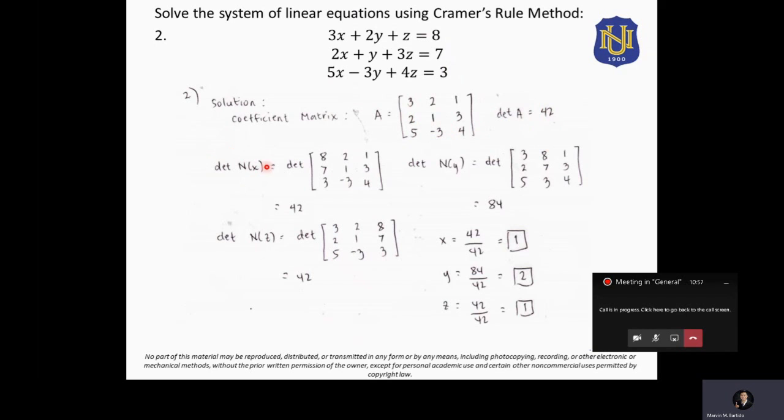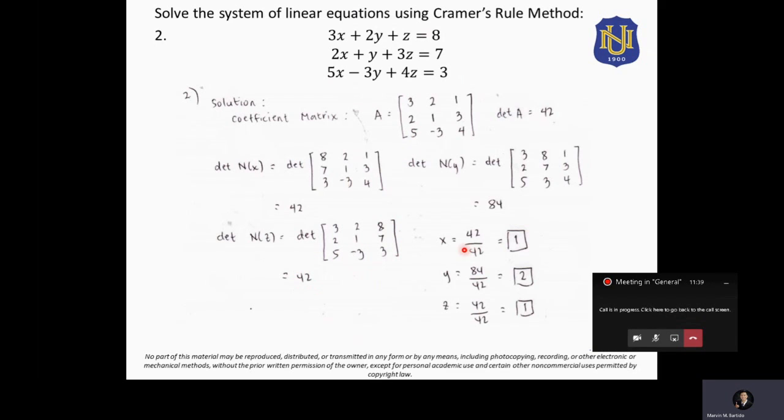Now, for the determinant of Nx, x is what we are considering here, so let's replace the column of the variable x with the constants, which are 8, 7, 3. Solving for its determinant, it will give you 42. For the determinant of Ny, we're going to replace the column of the variable y, which is the second column, with the constants 8, 7, and 3. Solving for its determinant, it will give you 84. For the determinant of Nz, we replace the column of the variable z with the constants 8, 7, 3. Solving for its determinant, it will give us 42.